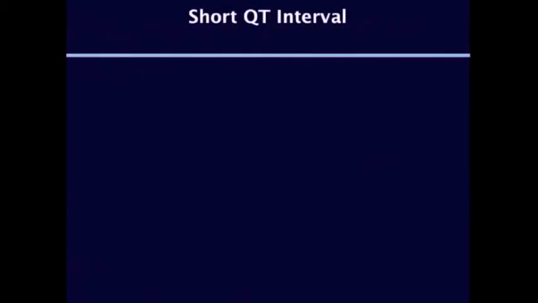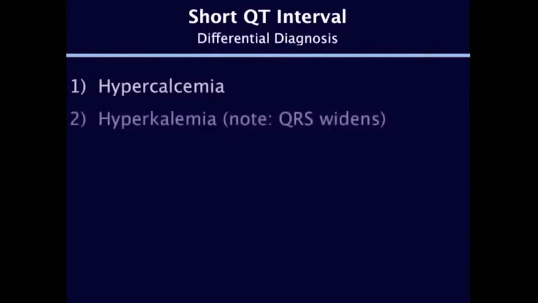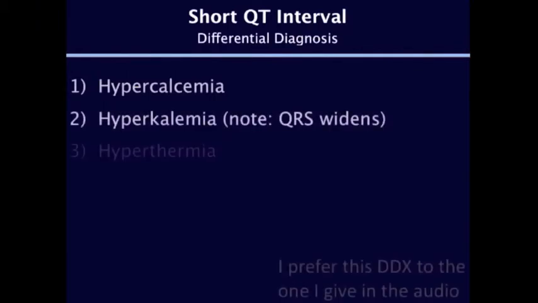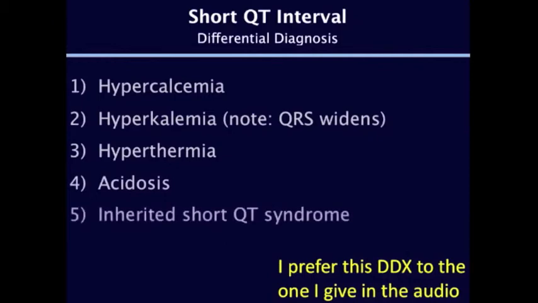Causes of shortened QT interval other than hypercalcemia include these. Shortened QT can result from number one, hypercalcemia, number two, hyperkalemia, number three, hyperthyroidism, number four, hyperthermia, number five, digitalis effect, and number six, vagal stimulation.